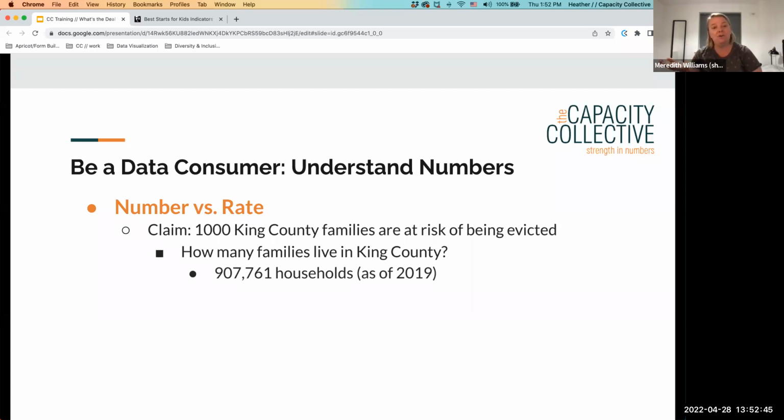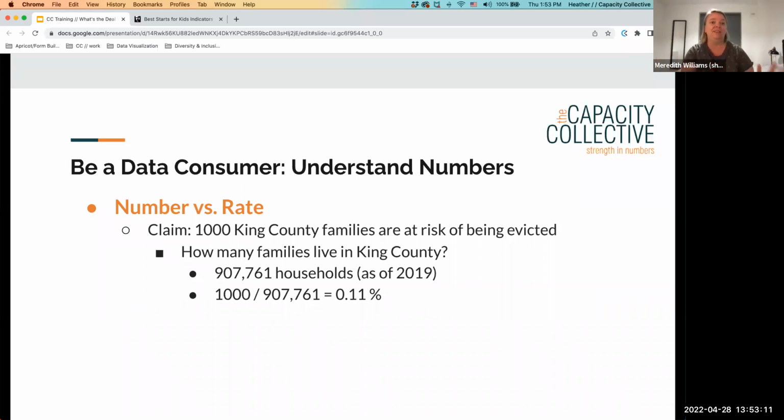Okay, so maybe households and families aren't a perfect measure, right? And that's definitely something to pay attention to. But let's say that's a pretty good ballpark, that there are 907,000 households and probably more now, right? So this is what you do with those numbers. You do a little bit of math. So you take, okay, there's 1,000 families and you divide it by the total population of families, right?